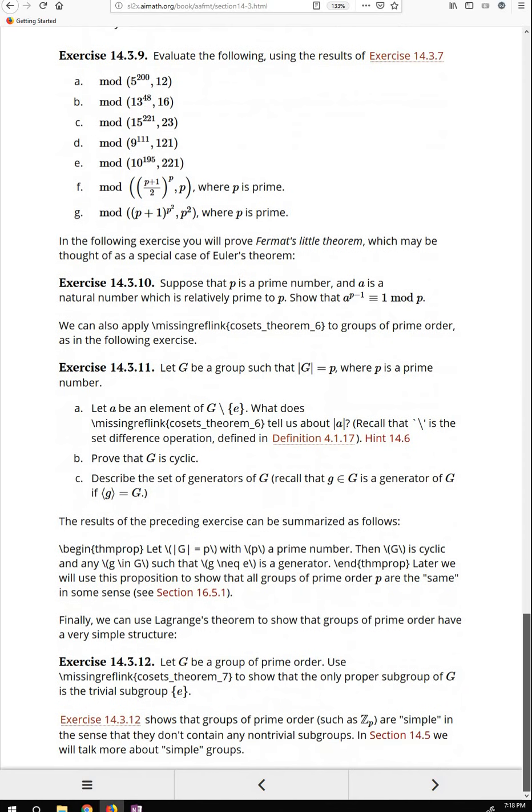And did we get to 14.4 or just, I think we started 14.4, right? What was the... 14.6 is the last one. Okay, all right, so let's look at the first couple here.